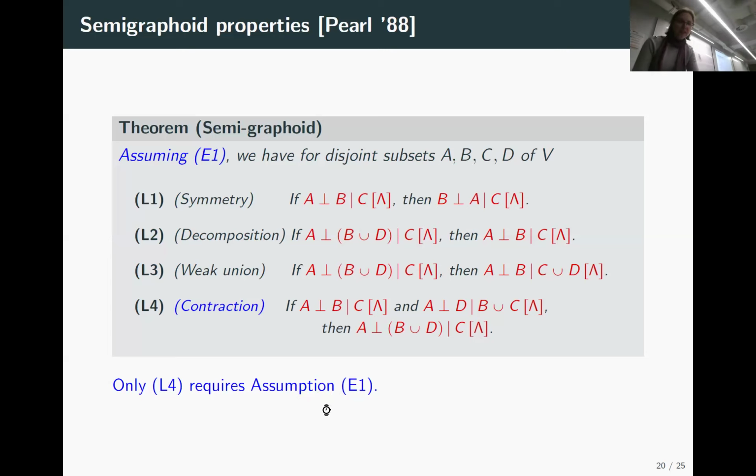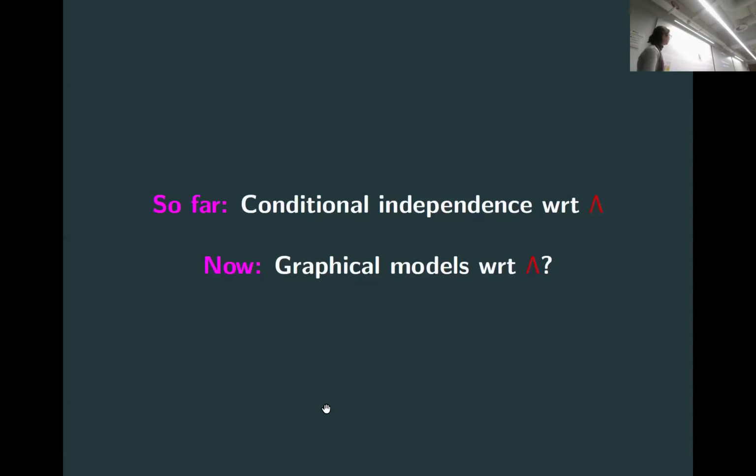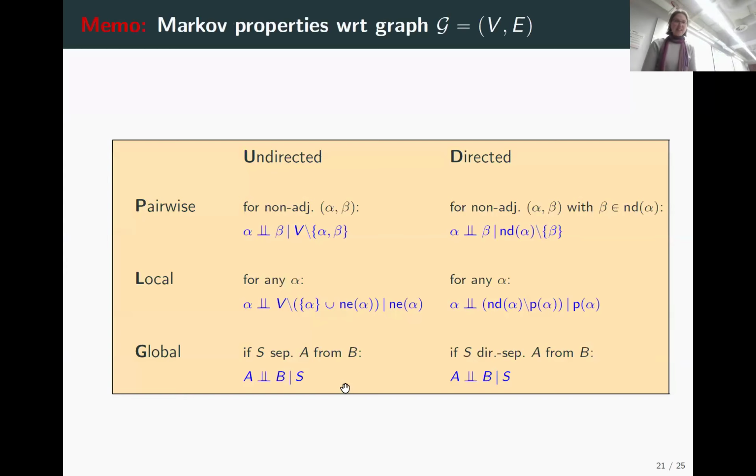Well, I've talked a lot about conditional independence. I'd like to come back to graphical models in the end. So what have we gained, basically? A few things at least. Just a quick reminder. Yes, please.